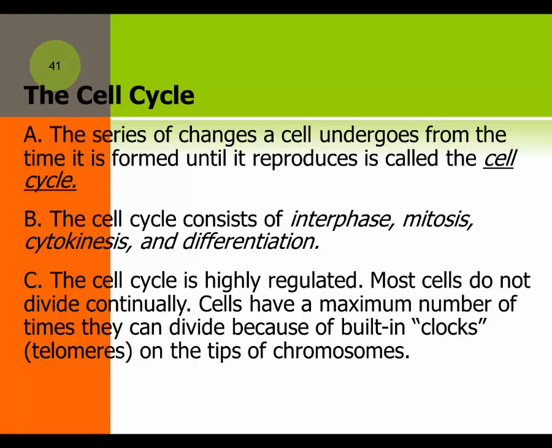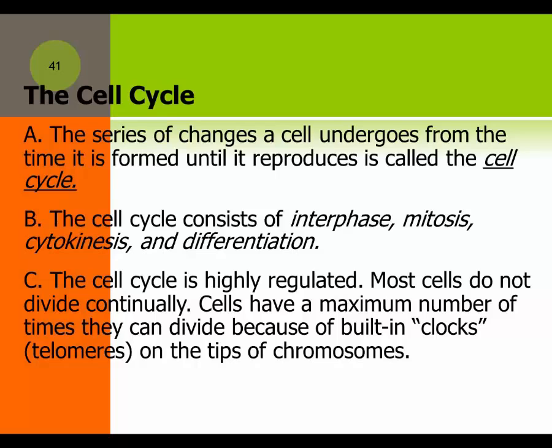The cell cycle is the generation of the cell. It is the time from when a new cell forms until the time that cell divides. The cell cycle is divided up into different components: interphase, mitosis, cytokinesis, and differentiation.